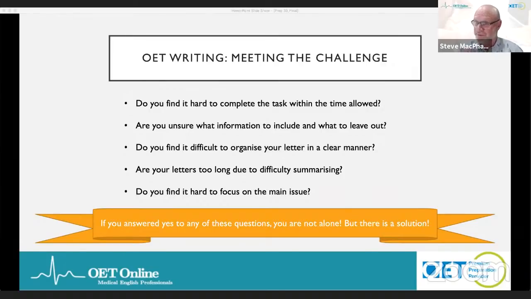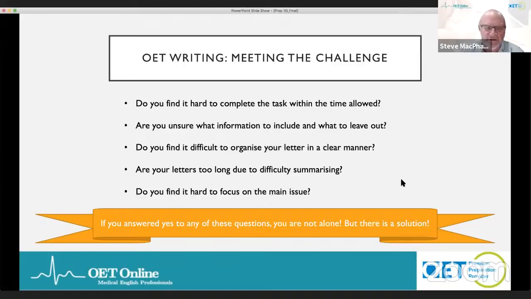Methodist says sometimes. Bibi says letters are too long. Shazma says completing within the time limit. So I think I'm touching on something there. And Noma says summarizing is hard.